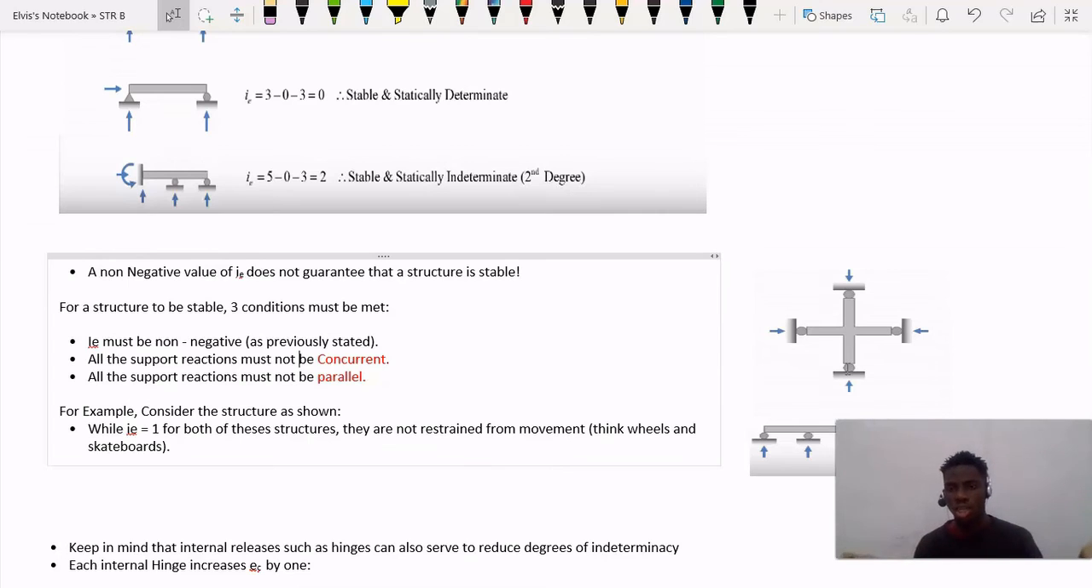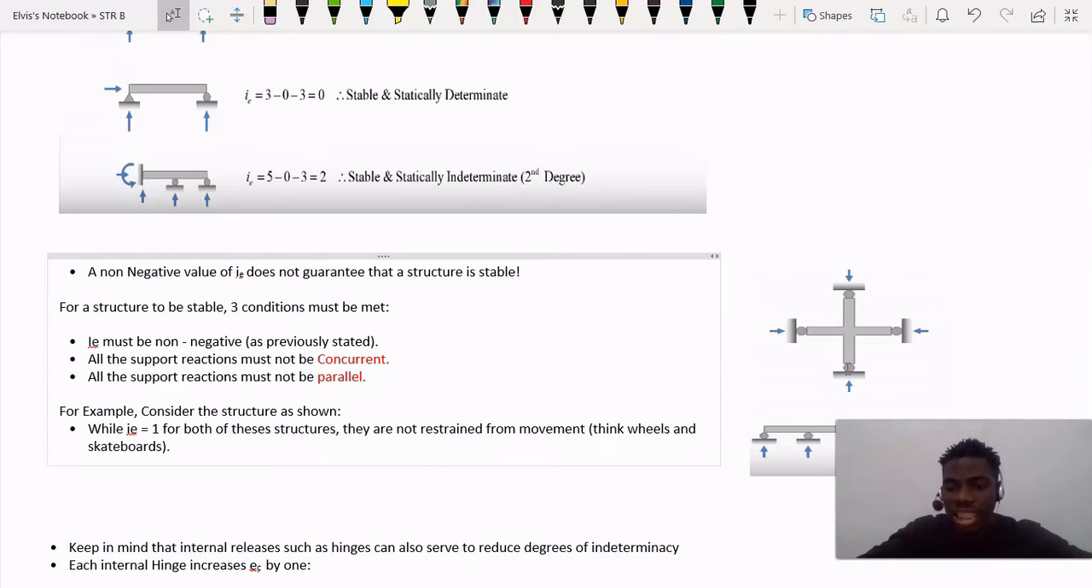This looks like a bicycle wheel. Yes, it looks like a bicycle wheel, because if we apply a force on this structure, it is going to freely rotate. So this is not a stable structure, because all the support reactions pass through a single point.